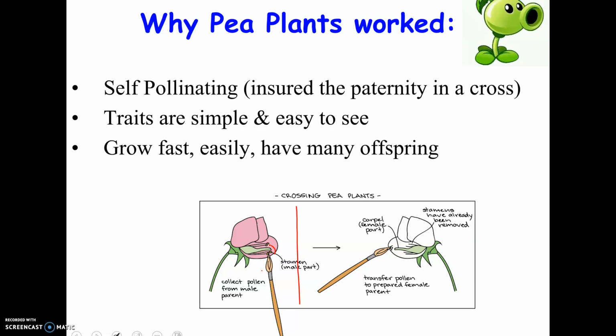This is actually all the reasons why humans are very difficult to study. Our traits are not all simple and easy to see. Some of our traits are very complicated. Like if you think about our skin tone, there's not just two. There's a whole range of eye colors, skin tones, hair colors, things like that. So a lot of our traits are complicated. We don't grow fast. We don't grow easily. We don't have a lot of offspring.